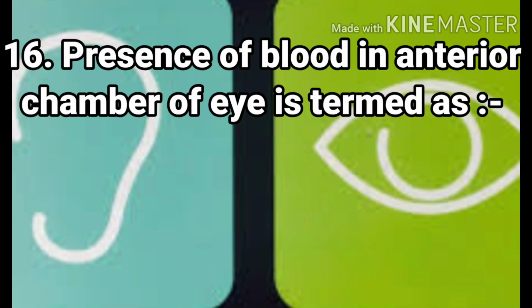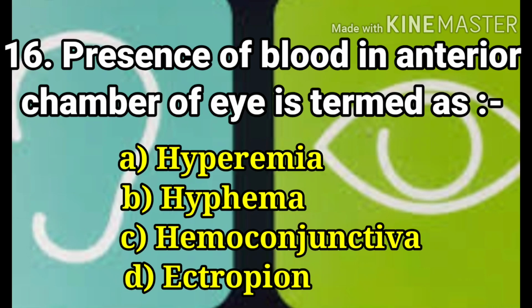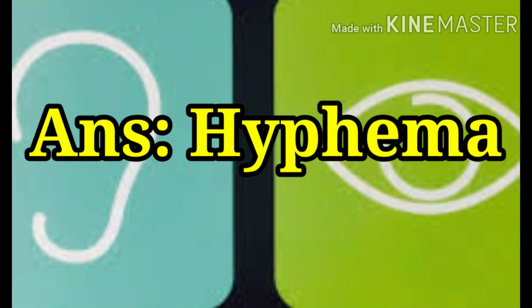The next question, presence of blood in the anterior chamber of eye is termed as, the options are hyperemia, hyphema, hemoconjunctiva and ectropion. The presence of blood in the anterior chamber of eye is termed as, and the answer is hyphema.